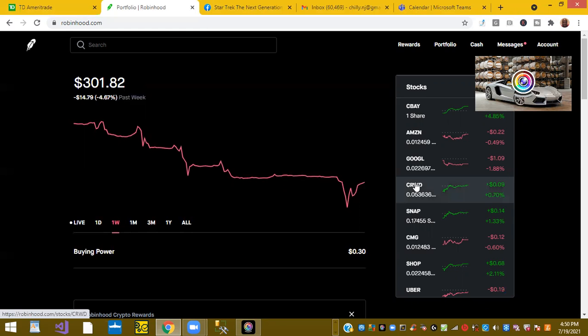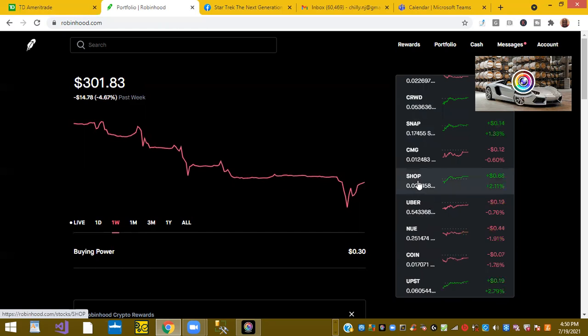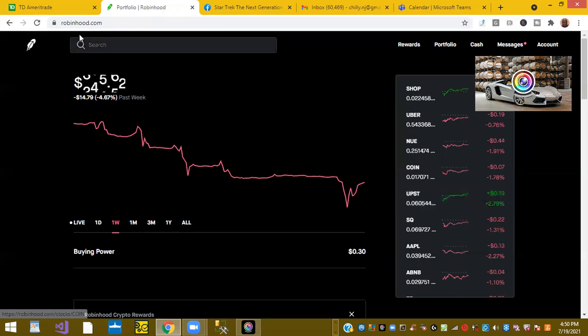Okay, so ticker symbol CRWD or CrowdStrike was up 0.70%. Ticker symbol SNAP or Snap was up 1.33% today. Ticker symbol SHOP or Shopify was up 2.11%. And ticker symbol UPST or Upstart Holdings, the AI lending platform, was up 2.79%.